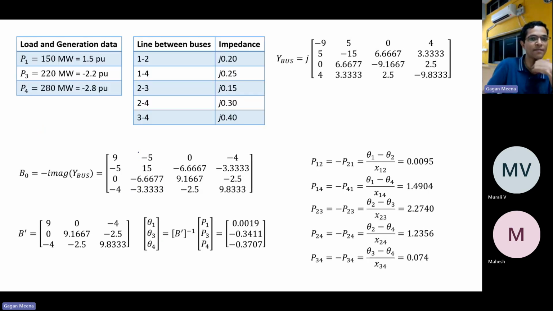You can see here, we have done this part. So this B dash is this matrix. This is B0 and B dash is after removing the second column and second row. We are left with this.